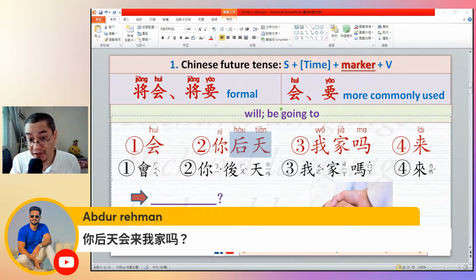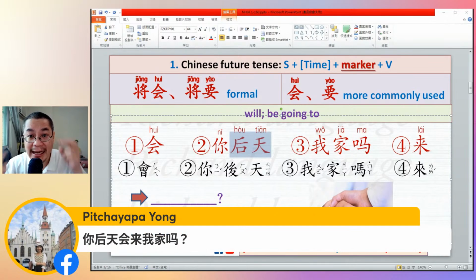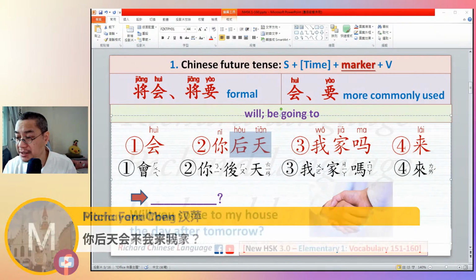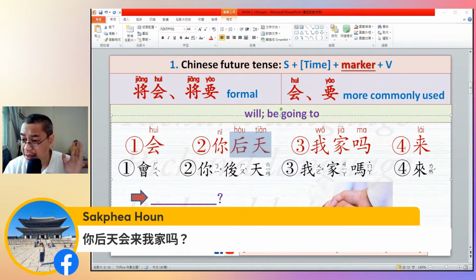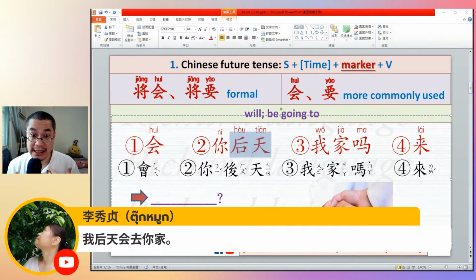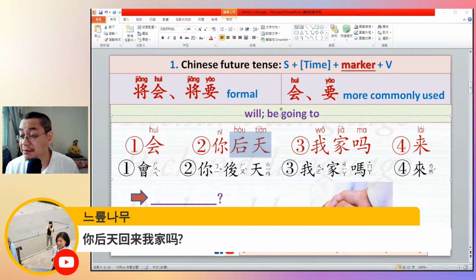When you see a ma at the end of the sentence, 你后天会来我家吗？会 it's like yes. 不会 it's like no. 会，我后天会去你家。不会，我后天不会去你家。Okay, very good. 汉平，你后天会不会来我家？That's also a very good way to express yes/no question, like 会不会，要不要。We'll talk about it in our future lessons. 你后天会来我家吗？Very good. 秀珍，我后天会去你家。I will go to your house the day after tomorrow. Very good.